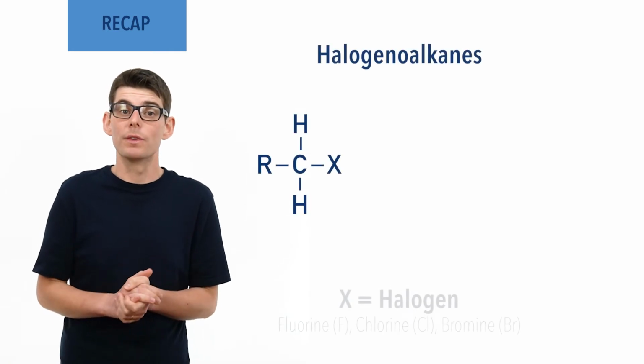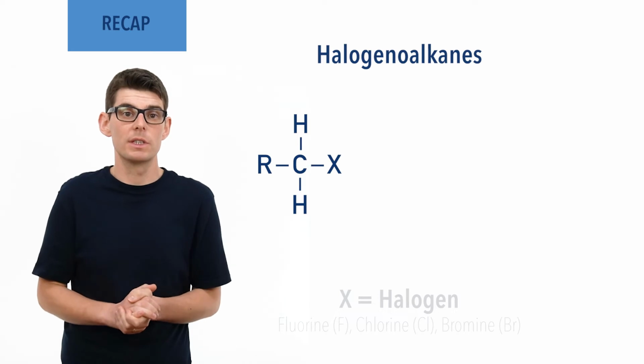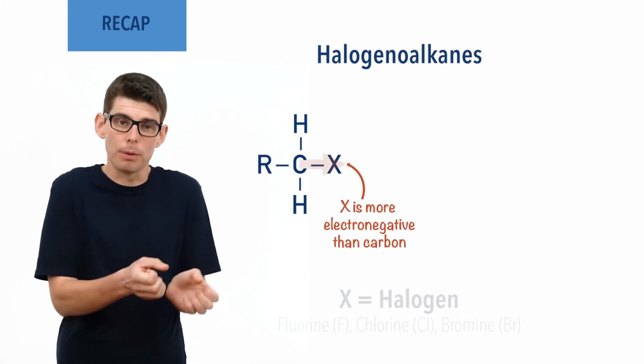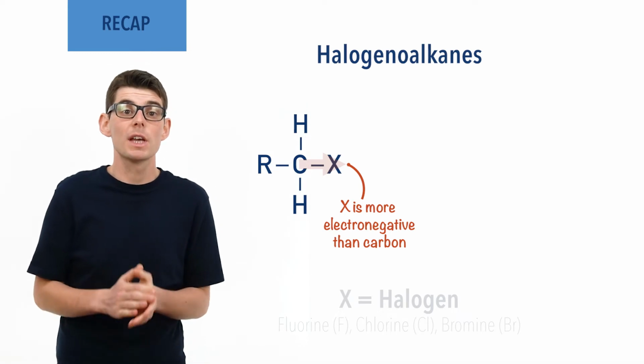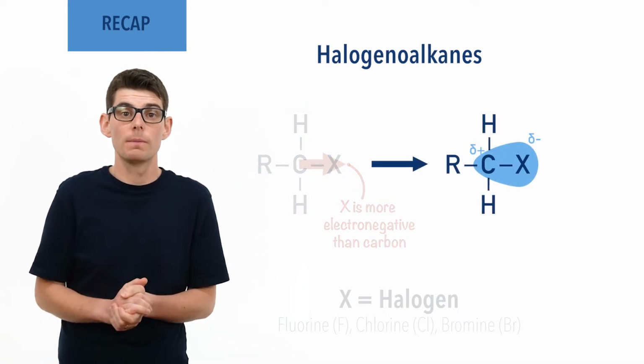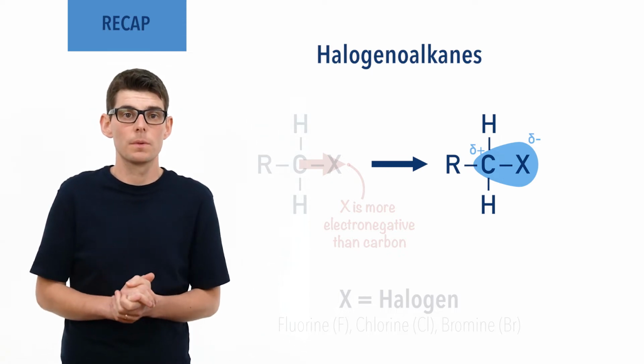Apart from with iodine, the carbon-halogen bond in a halogenoalkane is polar due to the halogen's high electronegativity and carbon's low electronegativity. This means the halogen pulls the electrons in the bond towards itself slightly and as a result has a partial negative charge, and the carbon it is bonded to ends up with a partial positive charge.